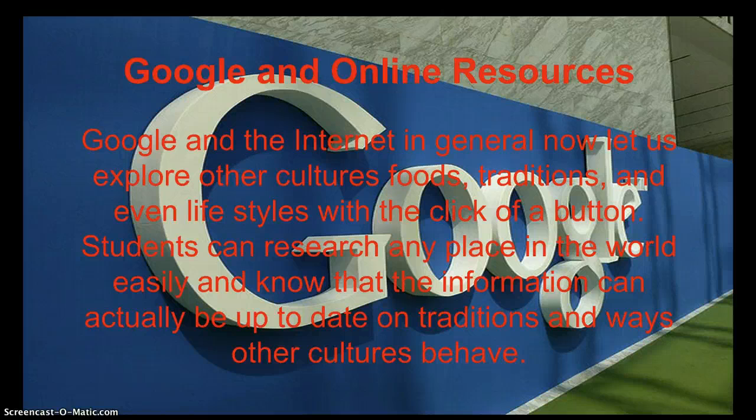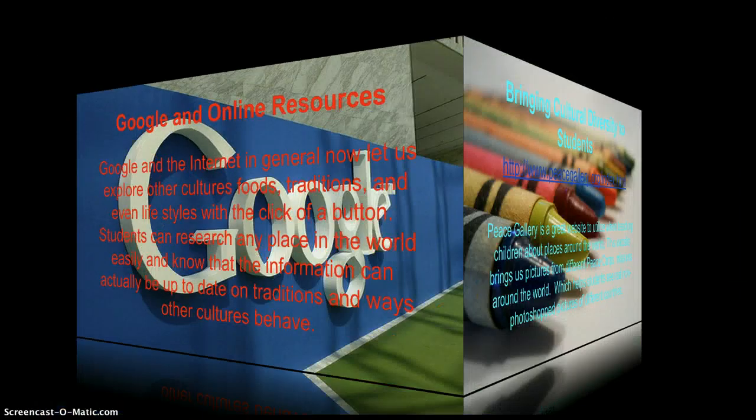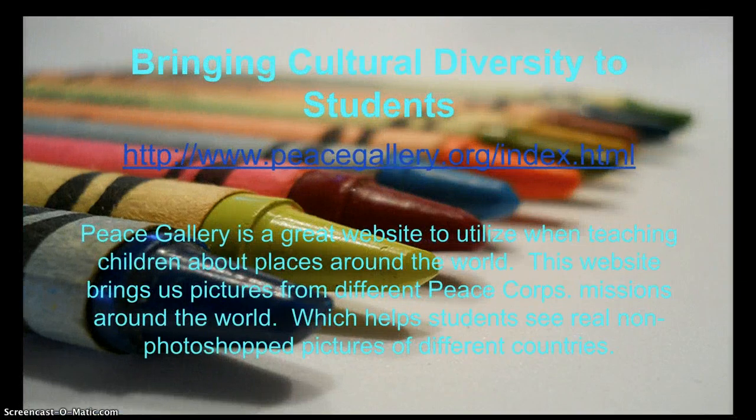Using Google and online resources has really let us explore different cultures, as far as their food, their traditions, and even their way of life, at just the click of a button. You can have students research the backgrounds and heritages of the students in your classroom or from other cultures around the world. Bringing cultural diversity to students.